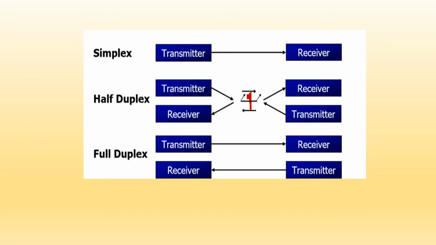That is half duplex. In full duplex, between the sender and the receiver there is a separate path to send and receive the data, and hence both the sender and the receiver can send and receive the data simultaneously.